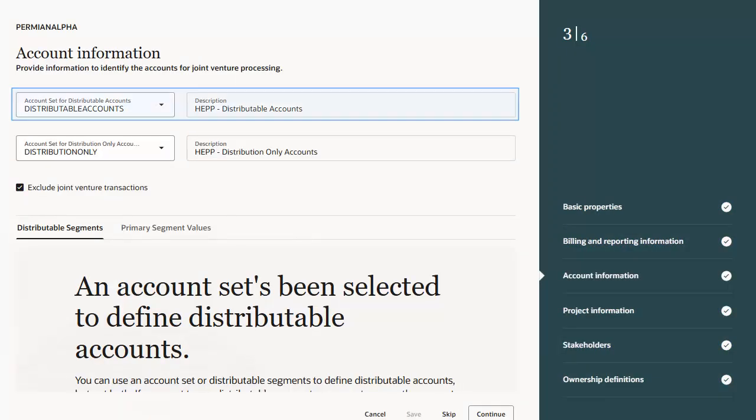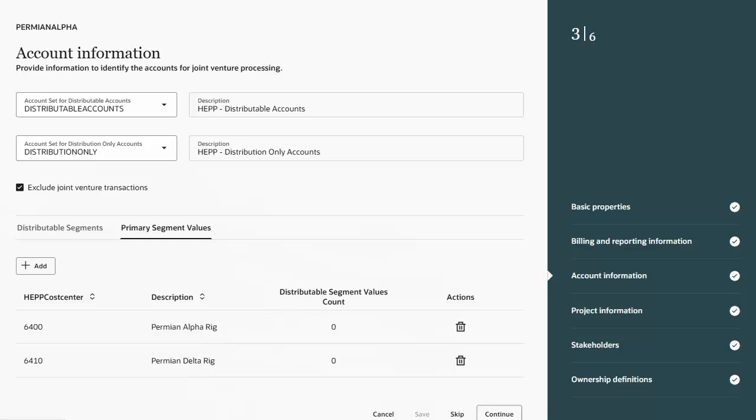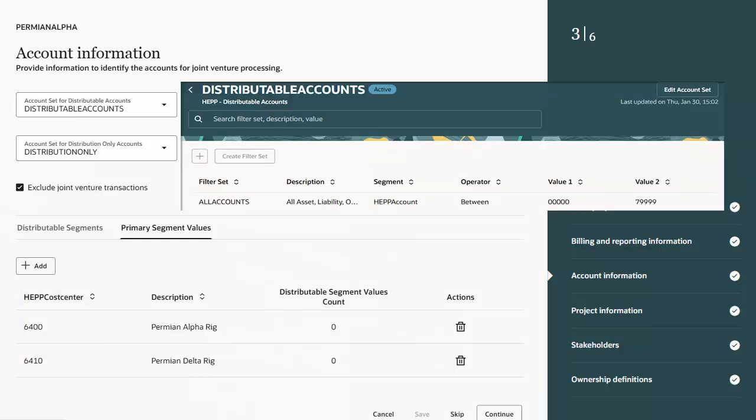Note that an account set has been selected to define distributable accounts for the joint venture Permian Alpha. Because we are using an account set to designate the distributable accounts, we do not have to specify the individual accounts in the distributable segment values section. Hence, the section Distributable Segments is not editable. Next, let's click the tab for the primary segment values. Cost centers 6400 and 6410 have been defined as the primary segment values for this joint venture. Here is the definition for the account set, distributable accounts.